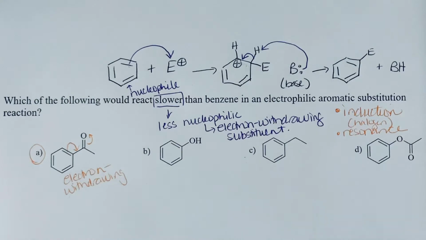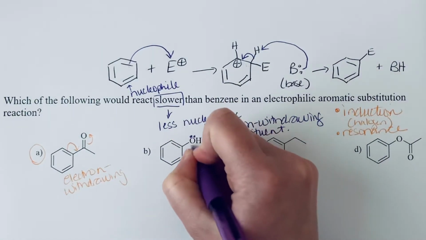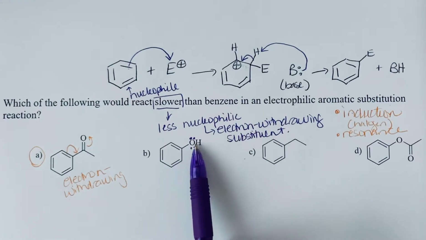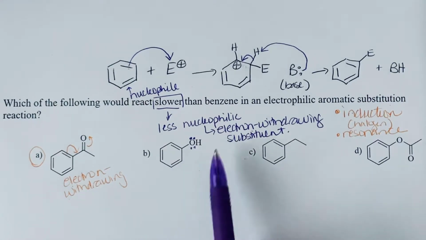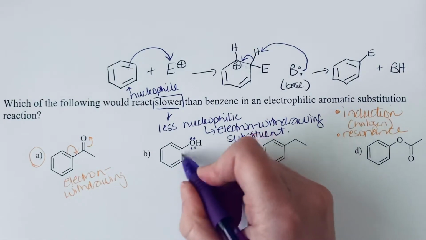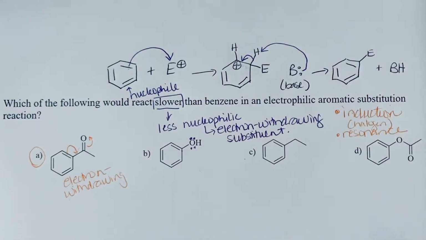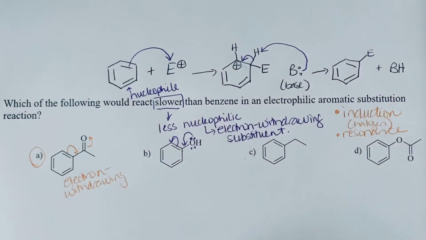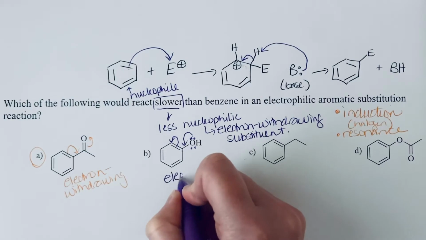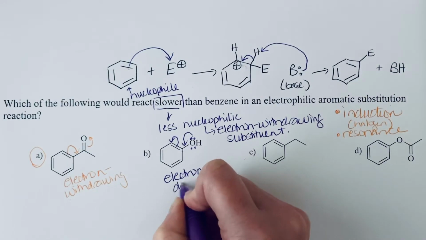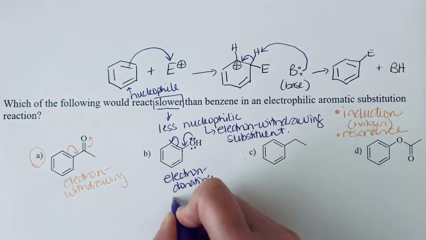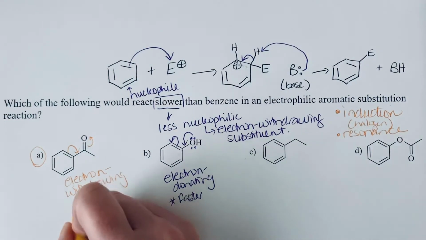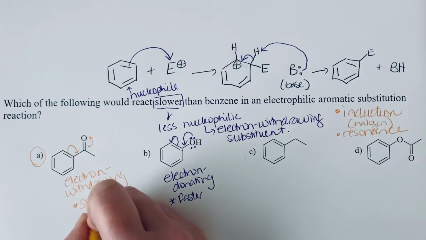If we look at B, we have lone pairs of electrons on oxygen. We might be tempted to say that oxygen's electronegative, so it's going to withdraw by induction. Yes, but it's also in the second row of the periodic table, the same as carbon, so you can have really good overlap of your p orbitals. And so this actually ends up activating the ring. It's electron donating. So this would react faster than benzene, right? And A, which we already circled as the right answer, will react slower.